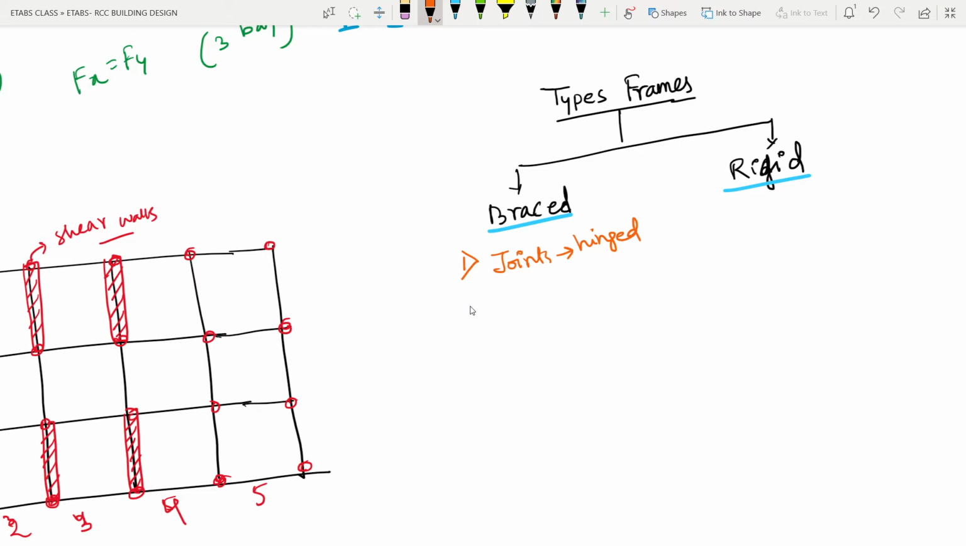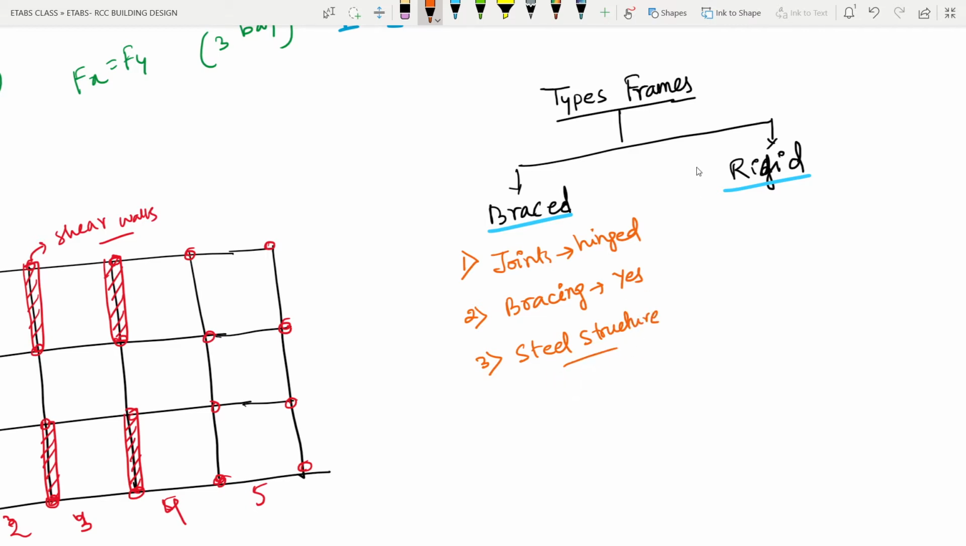Okay, joints are hinged. In brace frames, you will find bracings. Obviously, that's why it is named a brace frame, and it is a very essential structural system. This kind of brace frame with bracings we normally give in steel structures.